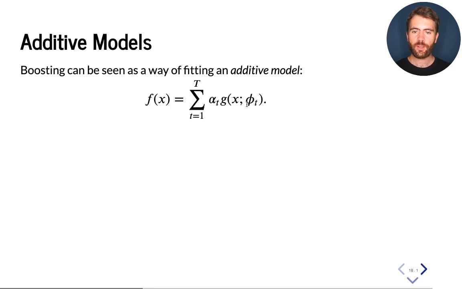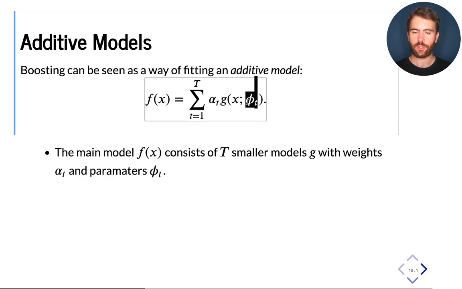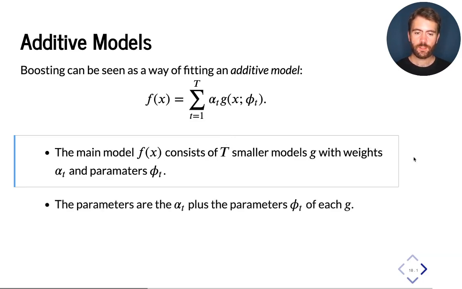It's called additive because it is a weighted sum of a number of simpler models. And each of these submodels has its own set of parameters denoted by phi, and it also has a weight alpha, which describes its importance within the ensemble. Again, the alpha and the phi are the parameters. Each G has these sets of parameters, and the parameters of the global model of the ensemble F is simply the set of all the alphas and phis.